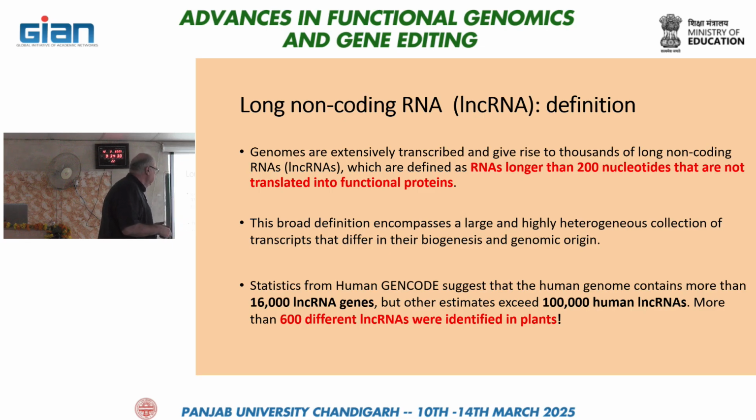In plants, 600 different long non-coding RNAs were identified. It doesn't mean that plants contain fewer long non-coding RNAs, but actually they are less studied. This is the problem. The human genome is studied a lot and in many laboratories, while plants are studied just in isolated laboratories and groups. So for sure we have much more than this.